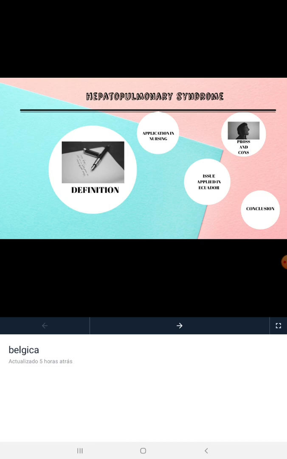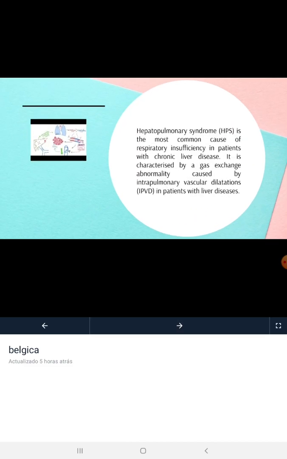Hepatopulmonary syndrome. Definition. Hepatopulmonary syndrome is the most common cause of respiratory insufficiency in patients with chronic liver disease. It is characterized by a gas exchange abnormality caused by intrapulmonary vascular dilatation in patients with liver disease.